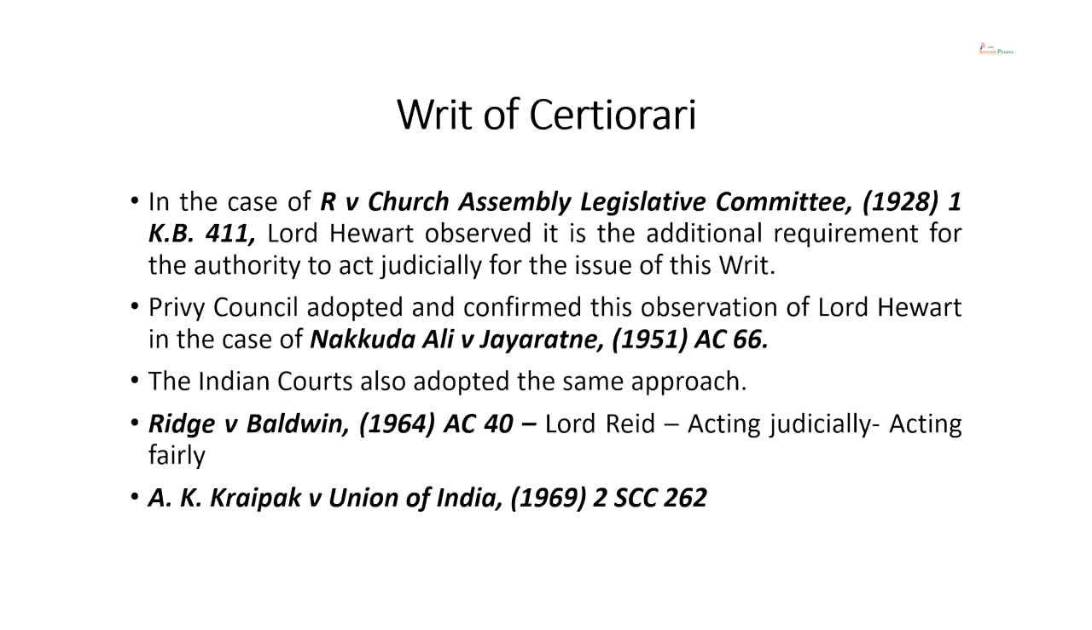In the case of R versus Church Assembly Legislative Committee, which was decided by the King's Bench Court again in 1928, Lord Hewitt observed that this fourth condition, that the body of persons or the administrative body must be obliged to act judicially, is the additional requirement for the issue of the writ of certiorari. So, for the issue of the writ of certiorari, this is the additional condition in addition to the earlier three conditions. It is an additional condition that that body must have been obliged to act judicially.